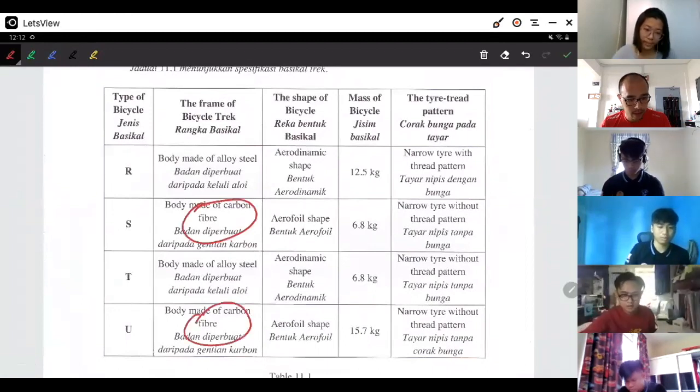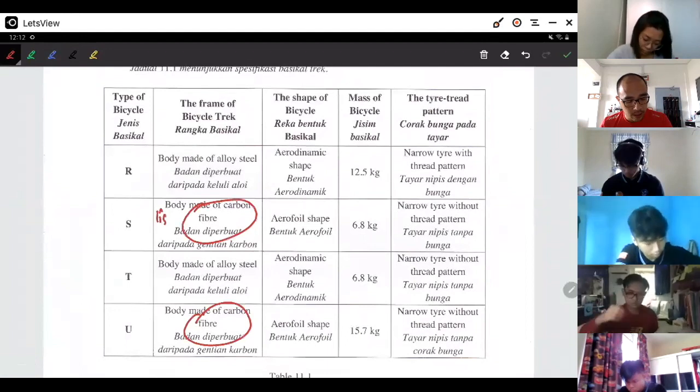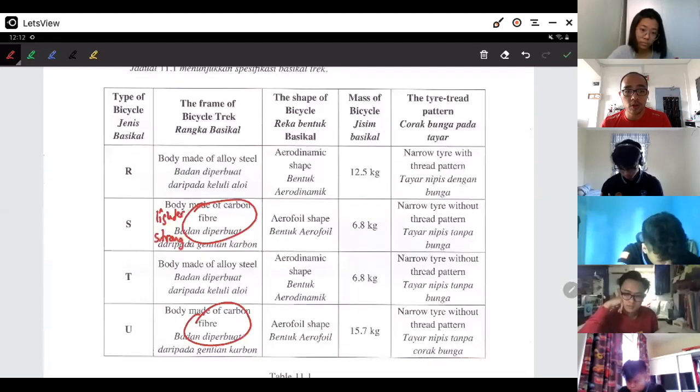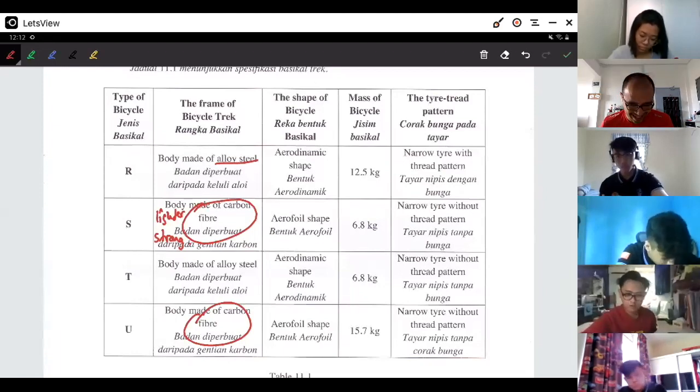Light. Okay, so it is light. It's not just light, it is also strong. But actually alloy steel is also strong. Okay, but can lah, boleh lah. Okay, shape of the bicycle, aerofoil or aerodynamic? Aerodynamic.